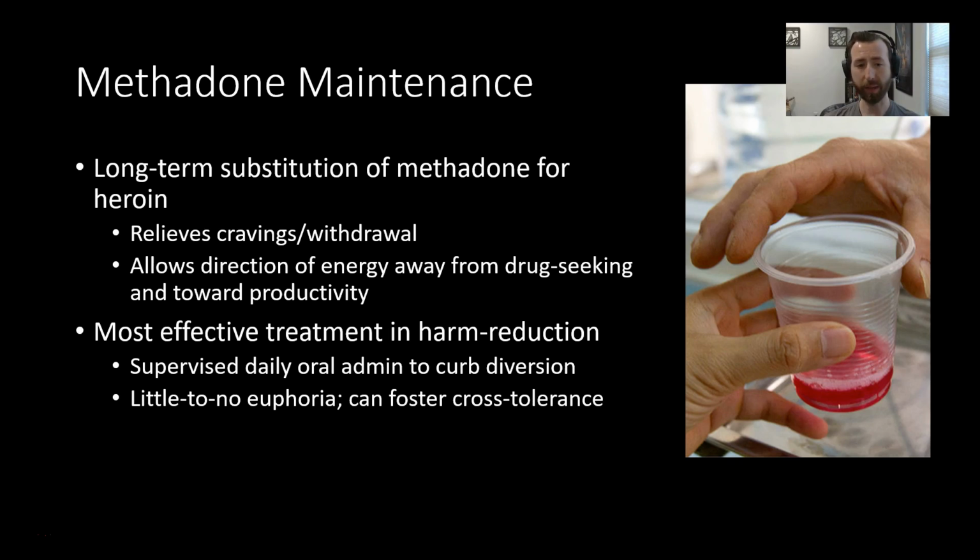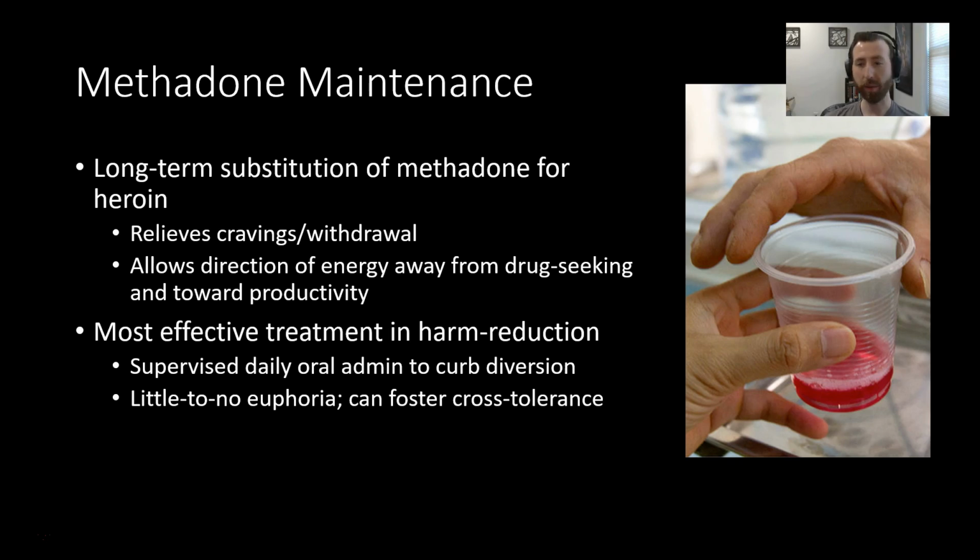This requires supervised daily oral administration to curb diversion, because methadone does have some abuse potential if it is administered through other means. It is administered through oral daily administration to ensure that it is not diverted. This means that people making use of these clinics must travel to the clinic each day and spend a significant amount of their time and energy maintaining this treatment program.